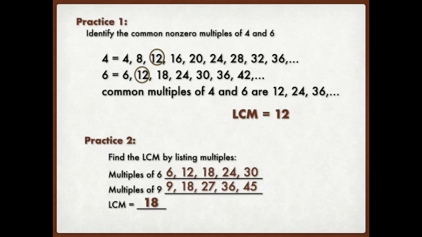Find the common non-zero multiples of 4 and 6. If I write out the multiples of 4 and 6, I'm going to find 12, 24, and 36 are common multiples, but 12 is the least common. For 6 and 9, the least common multiple is going to be 18.